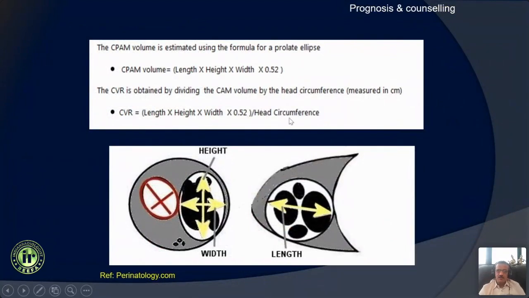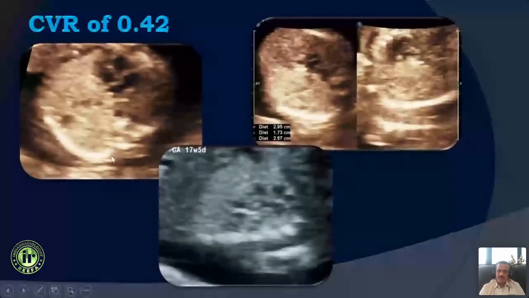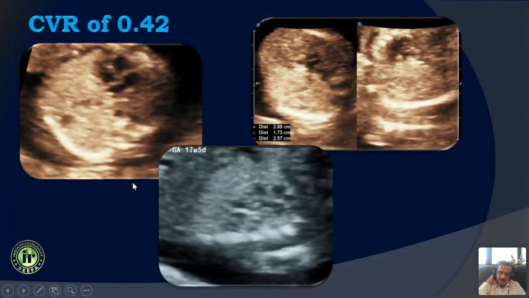Now some measurements we do very often in practice. There are newer measurements which have also come up, but this is a good way of prognosticating. What we do is we take the CPAM volume and then a ratio with the head circumference, and we derive what is known as the CVR. Again, these calculators are very easily available on the net. If the CVR is low, of course, it's a good thing.